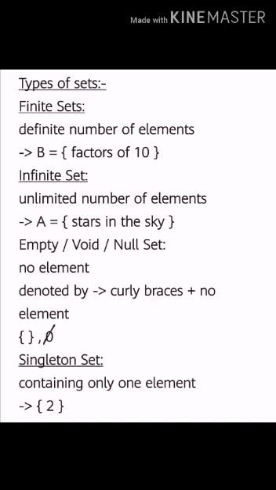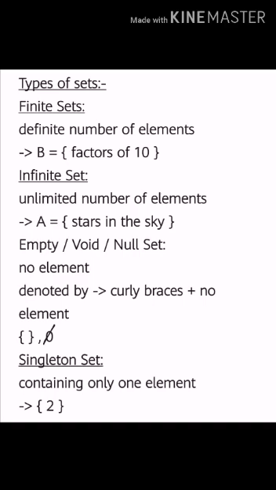The next type we have is empty set, which is also known as void set or null set. A set which contains no elements in it is called a null, empty, or void set. It is denoted by a pair of curly braces with no element in it. It is also represented by the symbol phi. It is pronounced as phi.